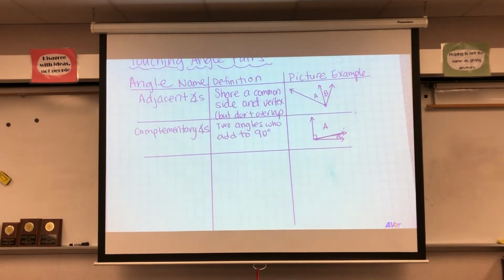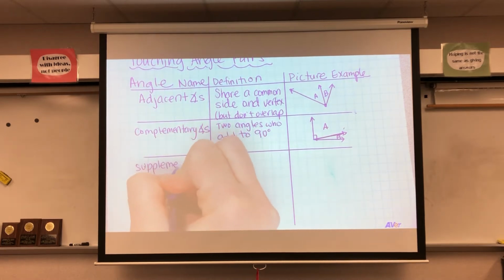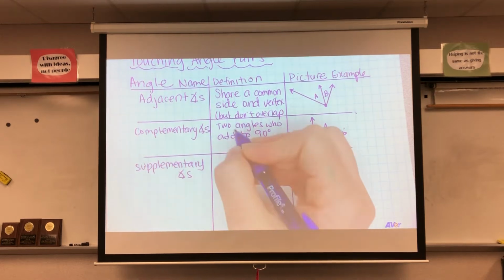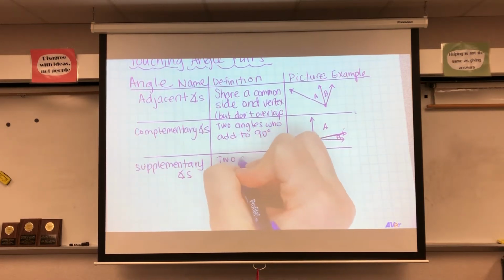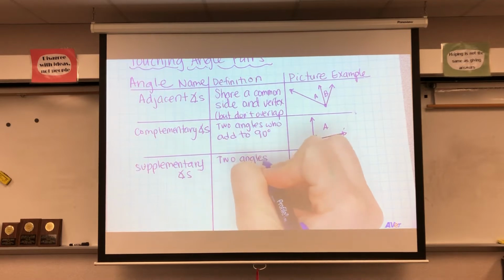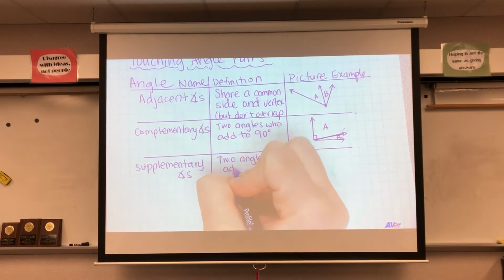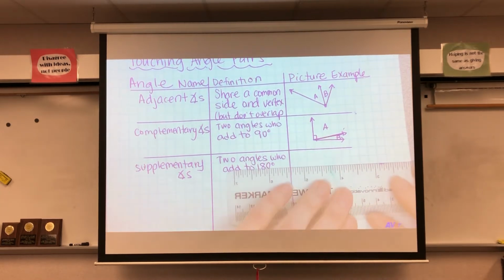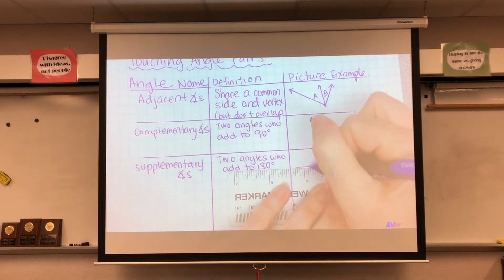The next one we're going to talk about is supplementary angles. And supplementary angles are two angles who add to 180. So I think about these as straight line pairs. Some people call them that, linear pairs.